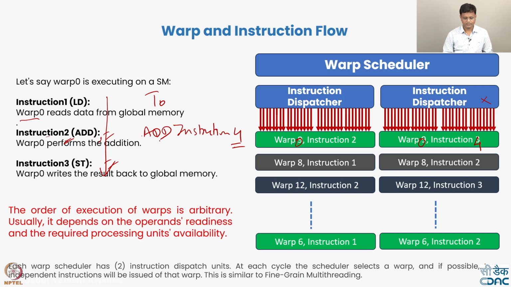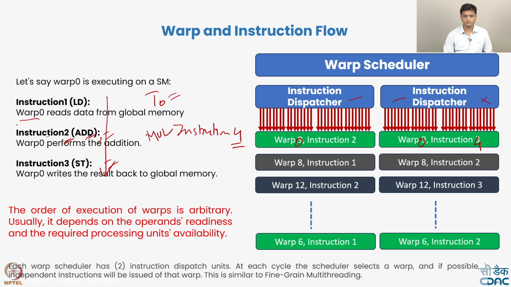Let us suppose this instruction dispatcher is working on instruction 0, thread 0, and both operations are add operations. So, this is going to put a resource limitation. Data is ready, but processing elements are not available because instruction 2 is utilizing those resources. So, again a bottleneck.